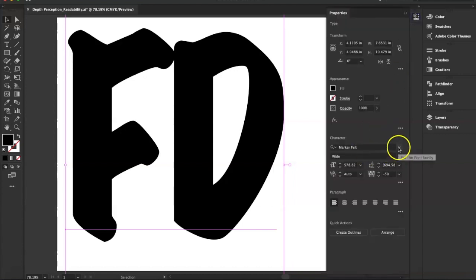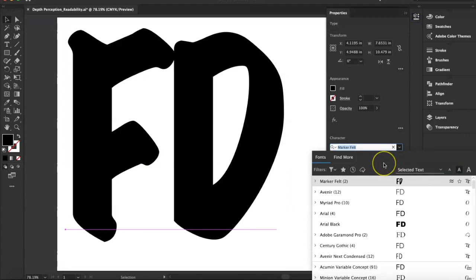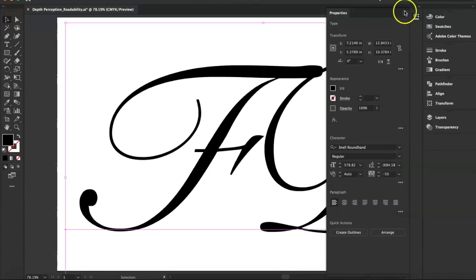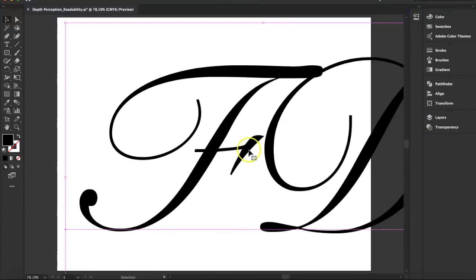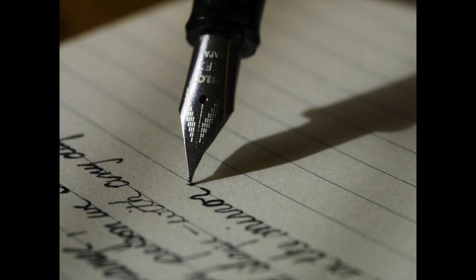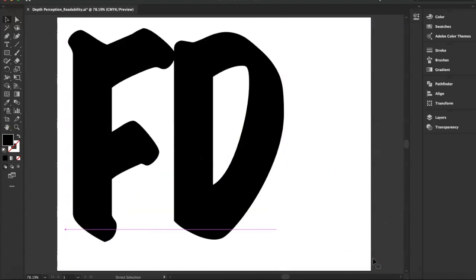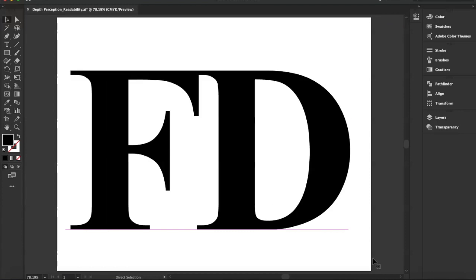And then the last type of font is what is a script font. This here is Snell Roundhand, which is a script font. And script fonts, of course, are meant to look like calligraphy or handwriting. So those are sort of the four categories of type. We've got script, we've got specialty, we've got sans serif, and we've got serifed. Those four are the four major categories.